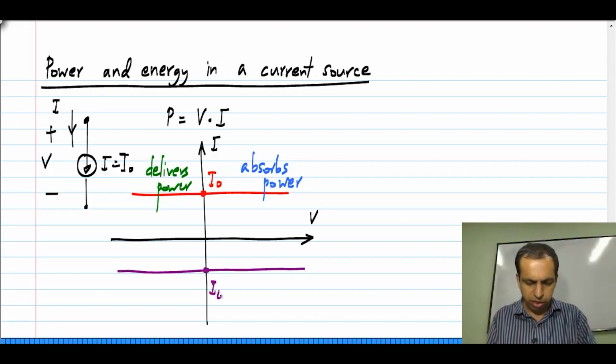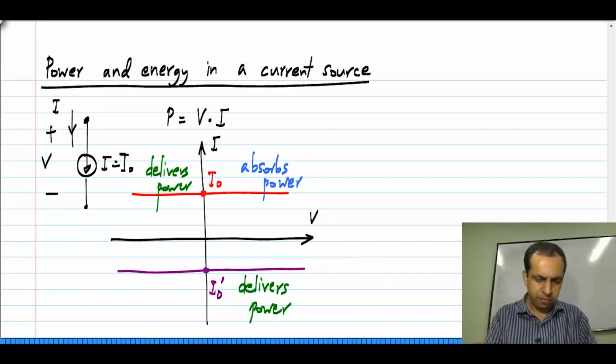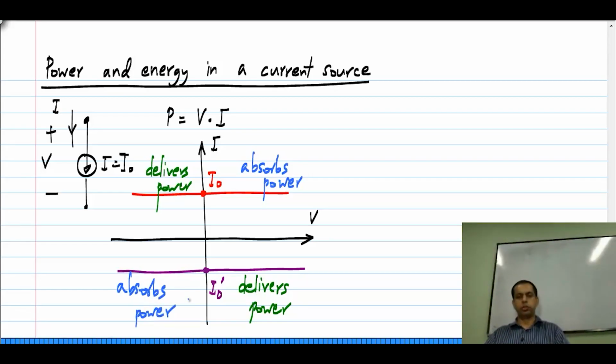Similarly, if we took a negative valued current source, let me call this I naught prime, then in the fourth quadrant where the current is negative and the voltage is positive, the current source delivers power or it absorbs negative power, and in the third quadrant it absorbs power. So, just like a voltage source, a current source can either deliver or absorb power. So, it can deliver power. So, it is also not passive.